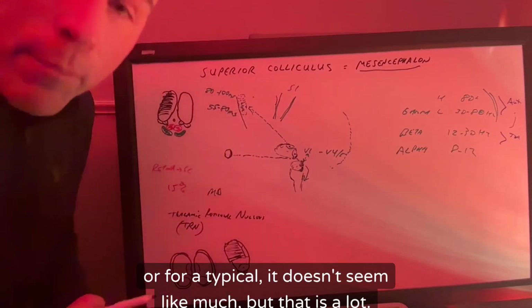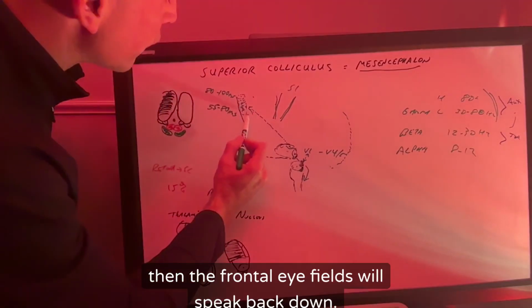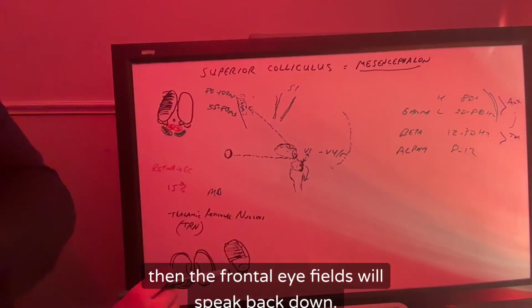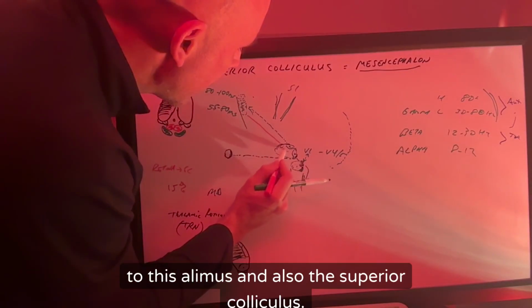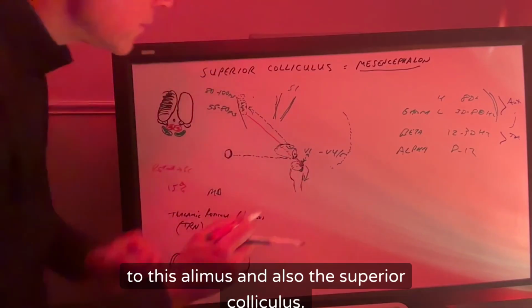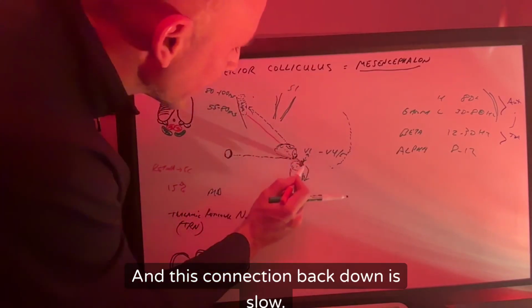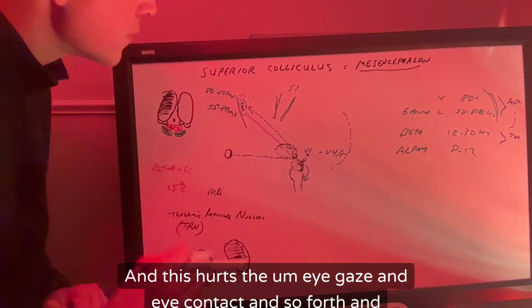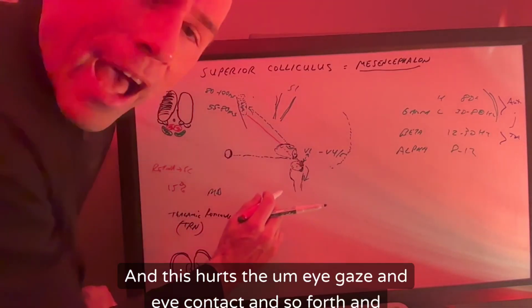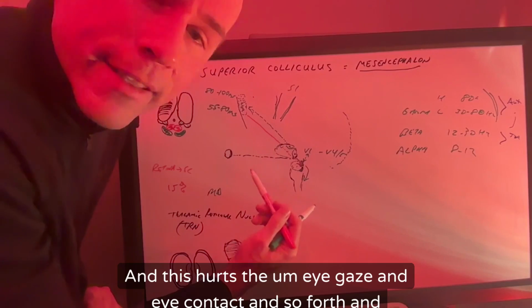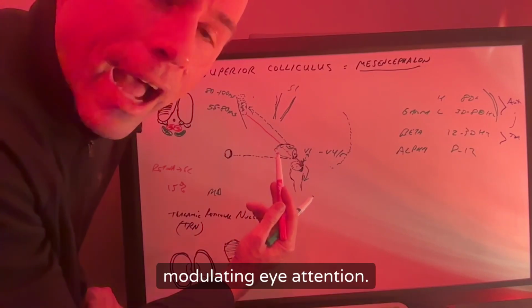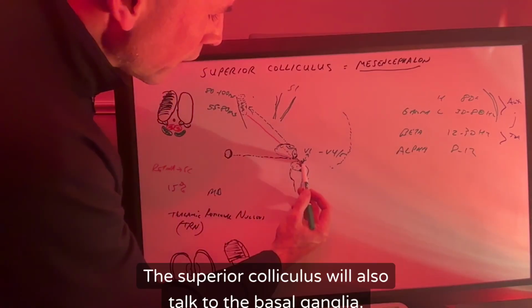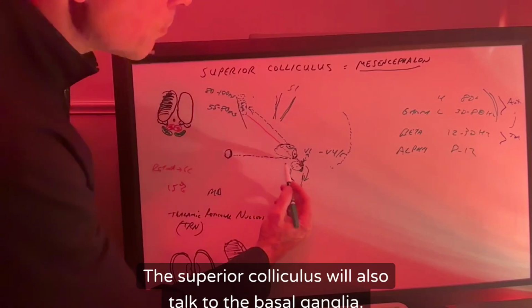It doesn't seem like much, but that is a lot. But then the frontal eye fields will speak back down to the thalamus and also the superior colliculus. This connection back down is slow, and this hurts the eye gaze and eye contact and so forth, and modulating eye attention. Okay. The superior colliculus will also talk to the basal ganglia.